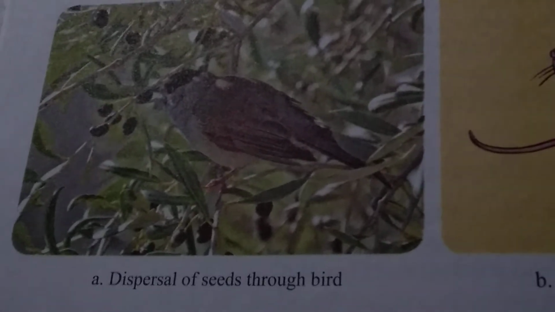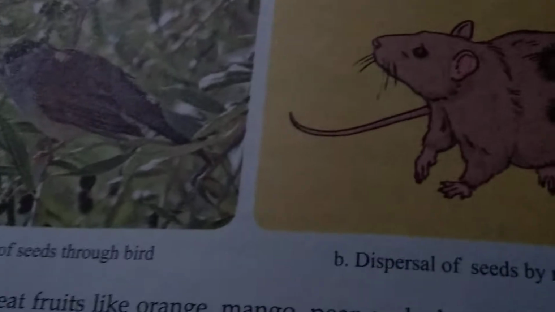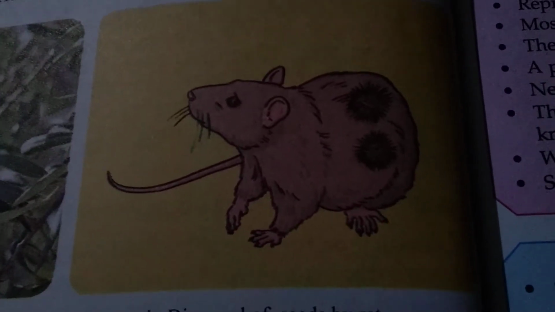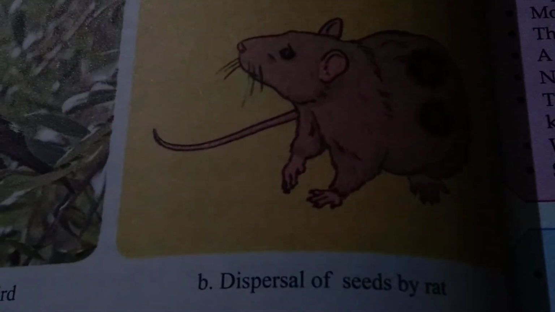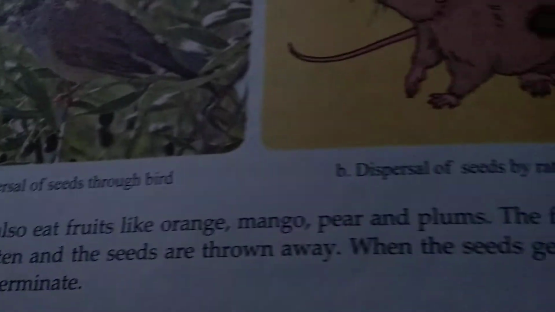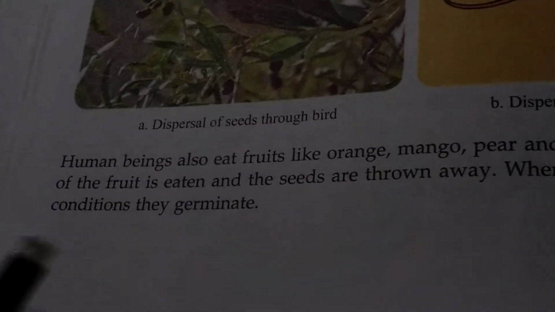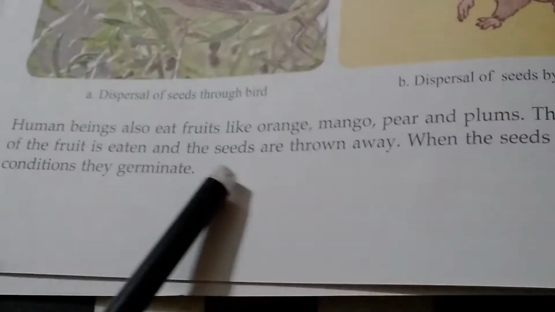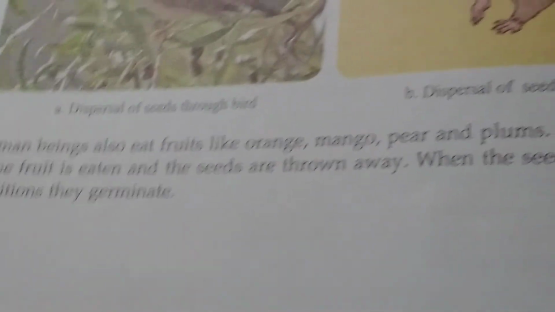Okay. And birds also help to disperse, I'm telling you already. And sometimes seeds catch onto far off animals and are carried away with the animals. Okay. And human beings also eat fruits like orange, mango, pear and plums. The fleshy part of the fruit is eaten and the seeds are thrown away. When the seeds get the right conditions, they germinate.